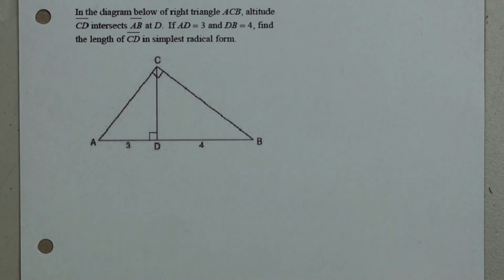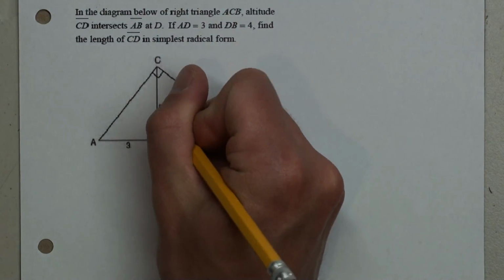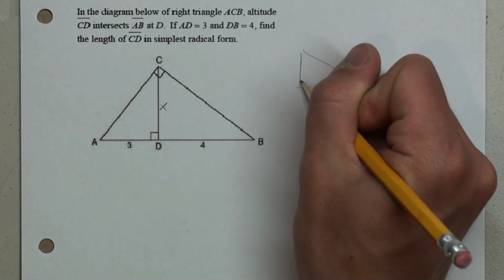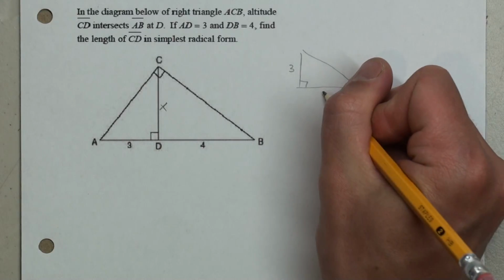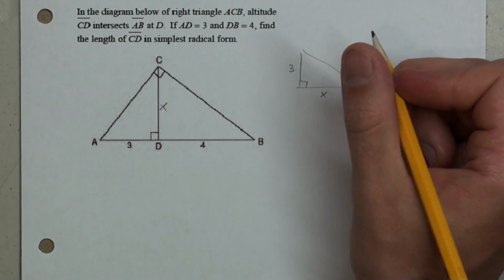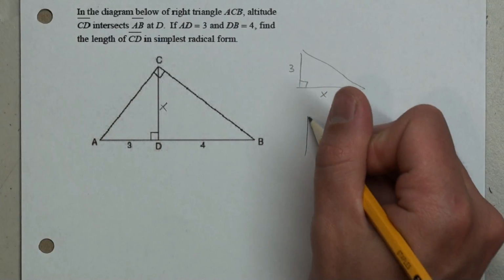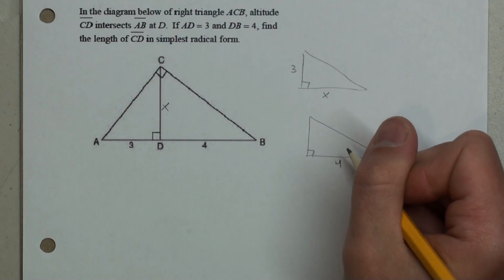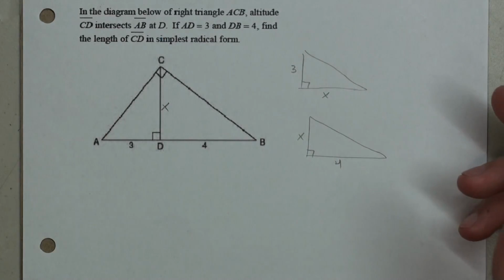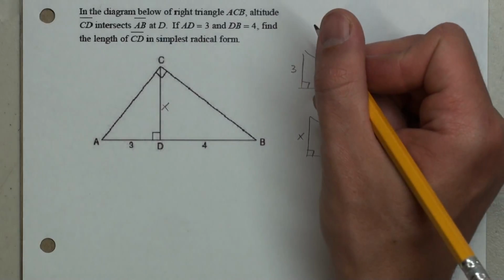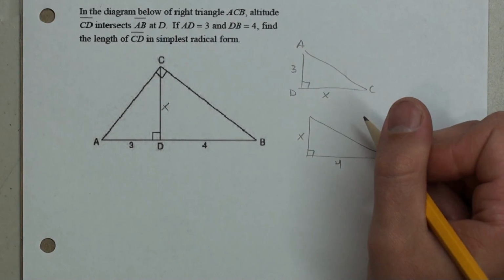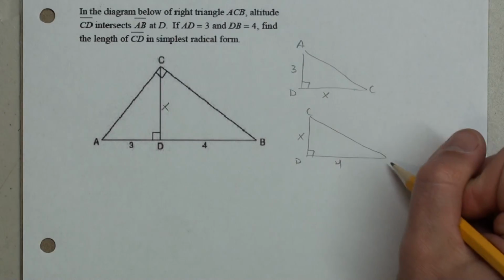AD is 3, DB is, find the length of CD in simplest radical form. So let's call it x. Let's draw the small triangle. 3x. Okay, now let's draw the medium triangle. 4x. It's probably all I need. Let's label the sides. This was D, this was A and C. This is D, C, B.